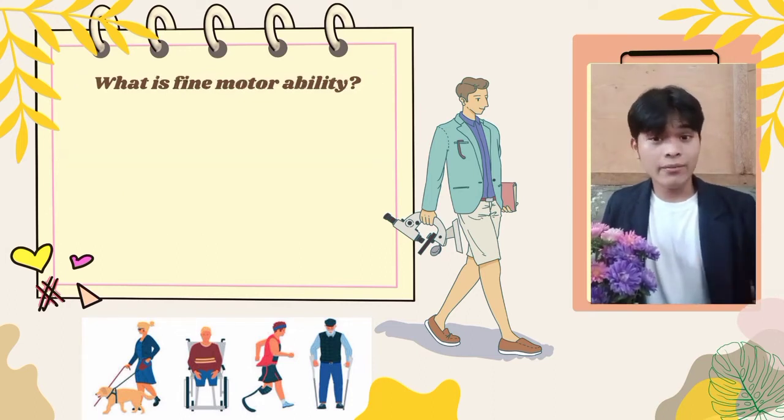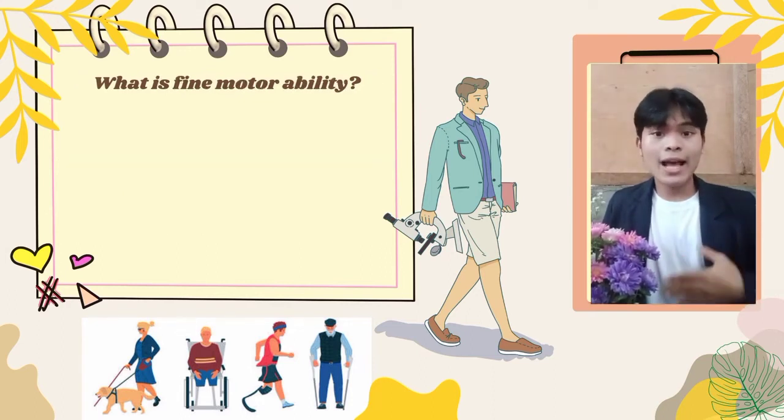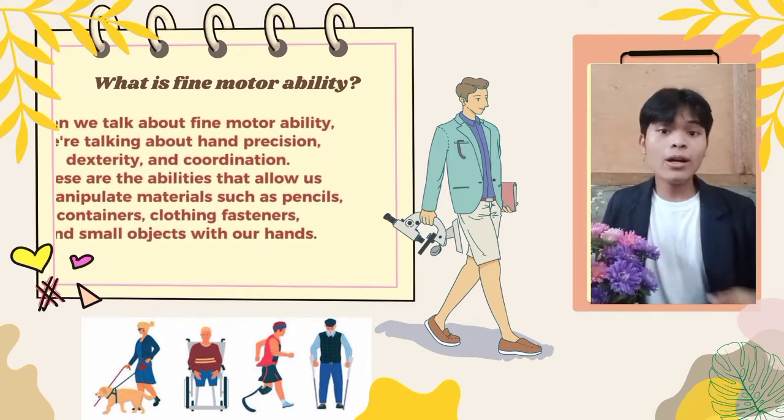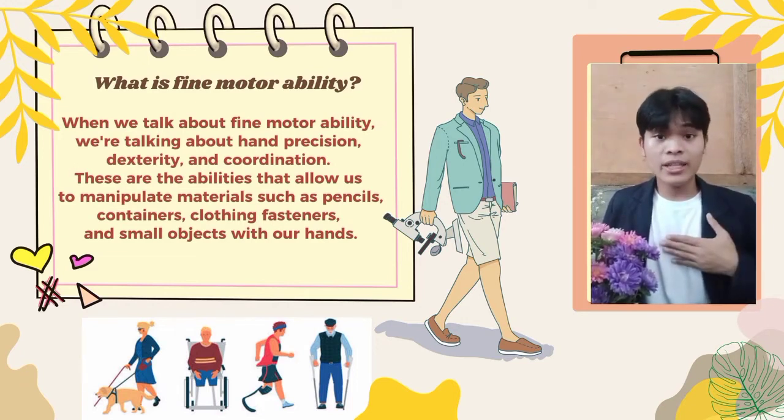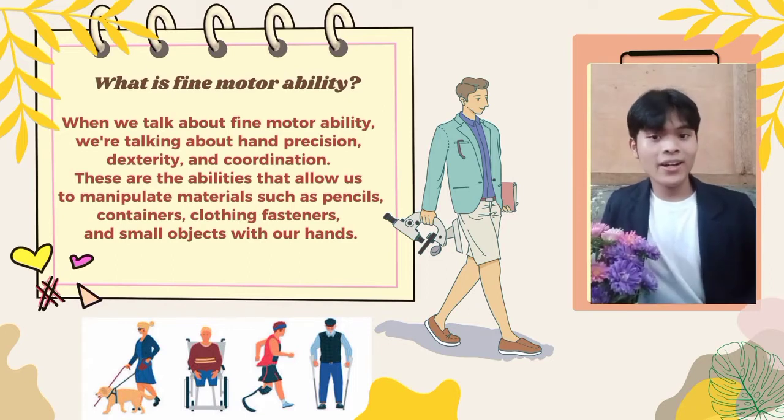Since this is a recorded video, I assume that you will ask me what is fine motor ability. When we talk about fine motor ability, we are talking about hand precision, dexterity, and coordination. These are the abilities that allow us to manipulate materials such as pincers, containers, fasteners, and small objects with our hands.